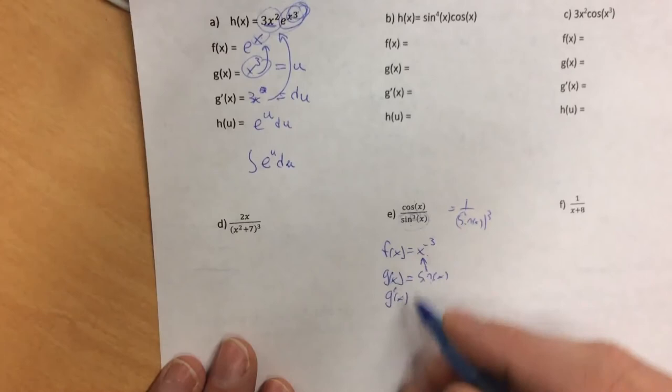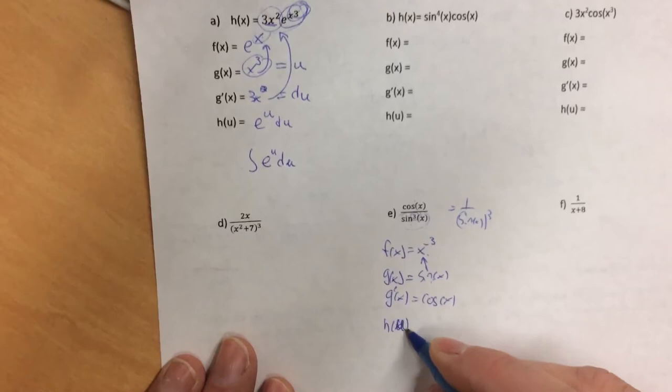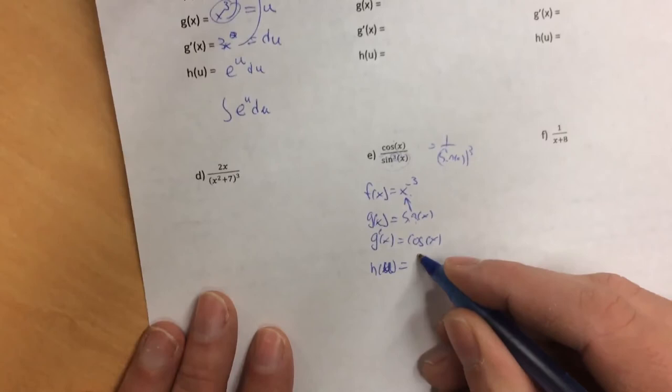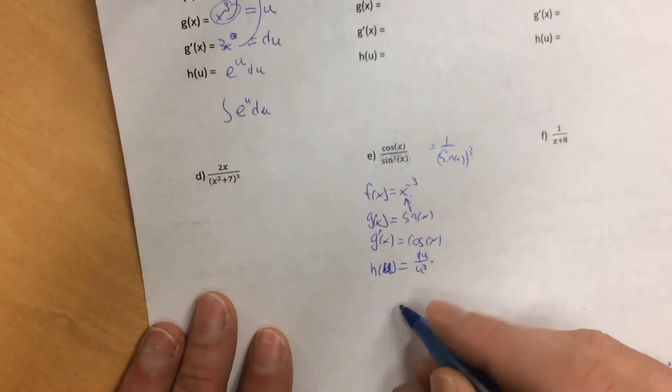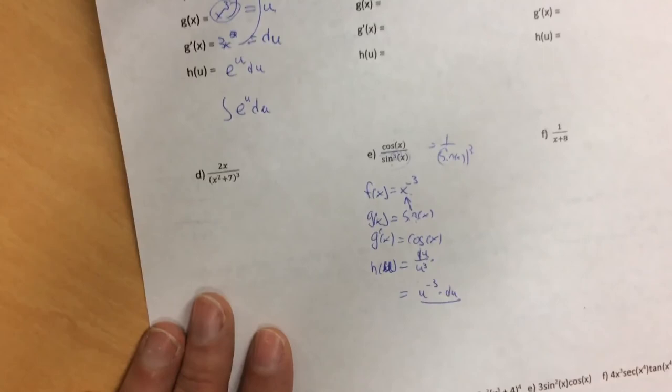It's cosine of x. And so we can rewrite this, again, by using the u-substitution, where g of x is u and g prime is du. This is u, and so we've got 1 over u cubed times du. Or another way we often write this is u to the negative third power times du. Again, notice this is something we can take the integral of, and we'll be doing that next class.